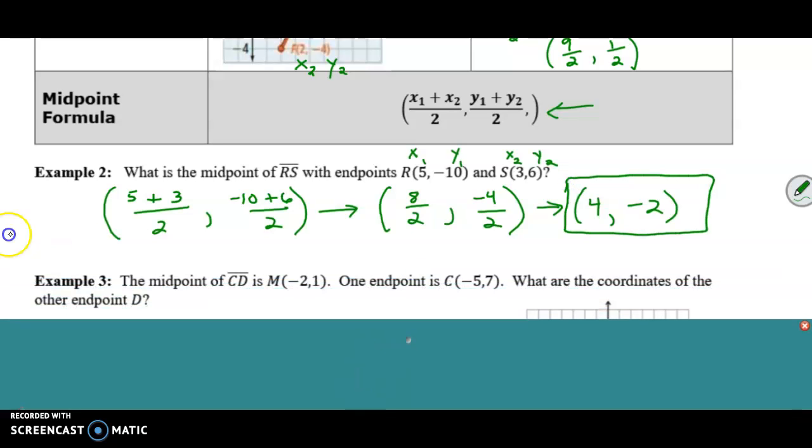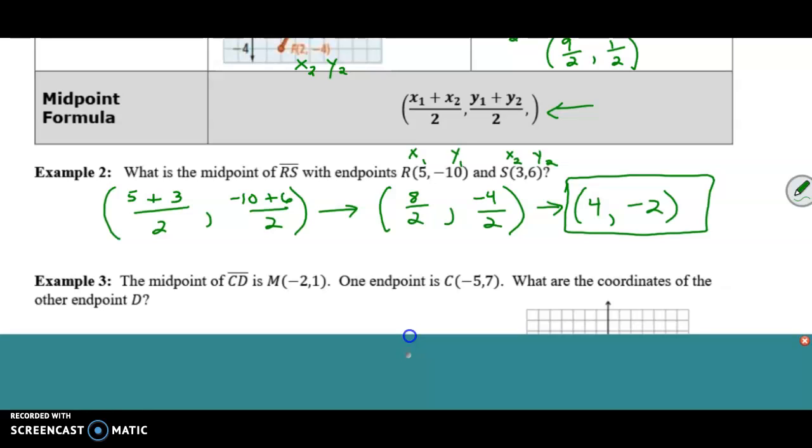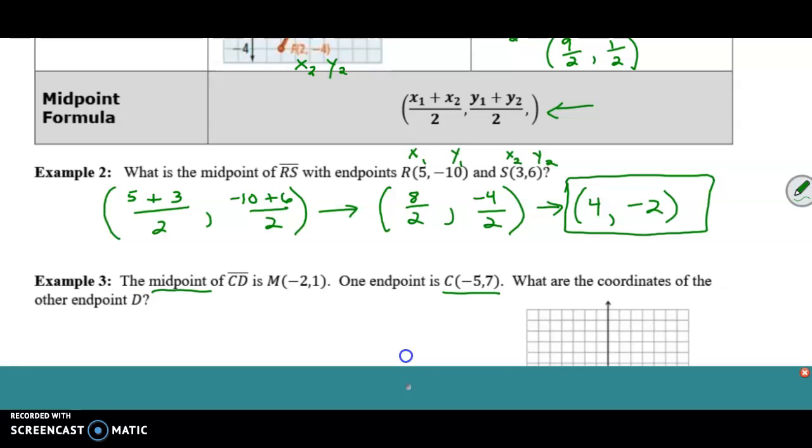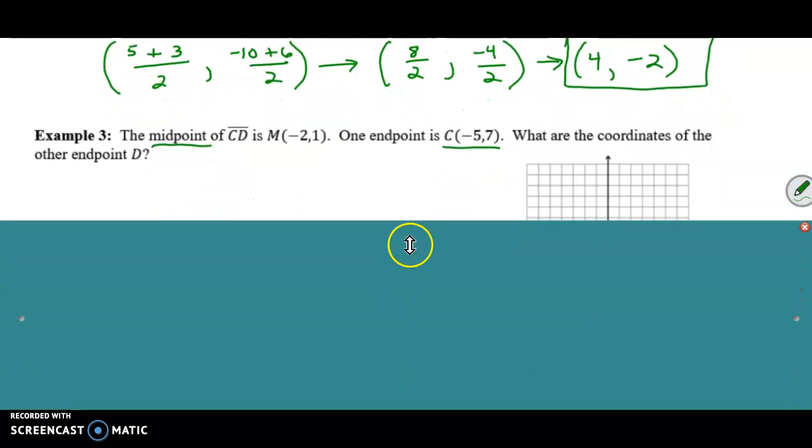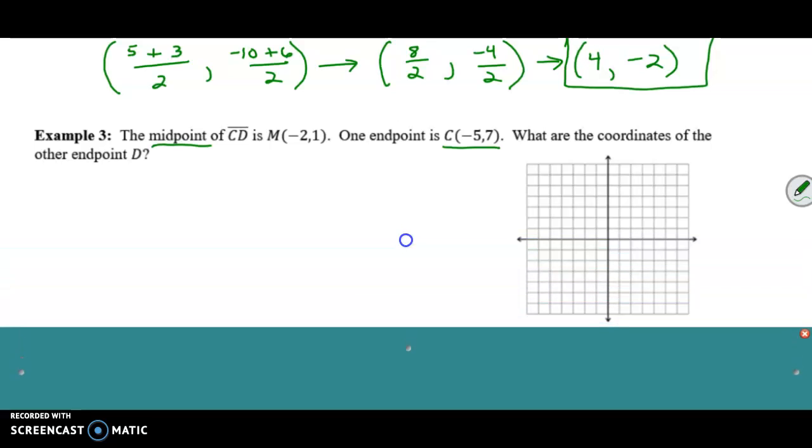All right, this last example is a little bit different, so let's take a look at it. It says the midpoint of CD is M, -2, 1. So notice this time they're giving you the midpoint of a segment. One of the endpoints is C, -5, 7, and we want to find the other endpoint. So let's take a look on the coordinate plane and see what this looks like.